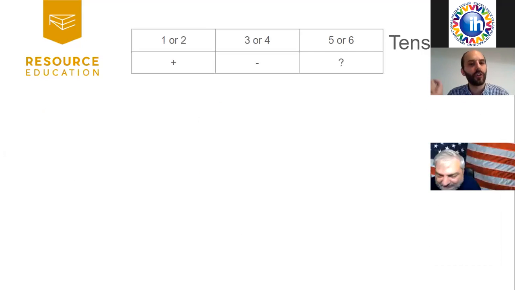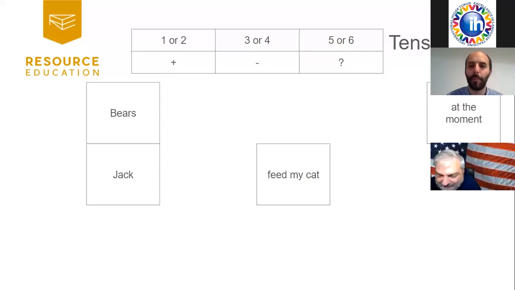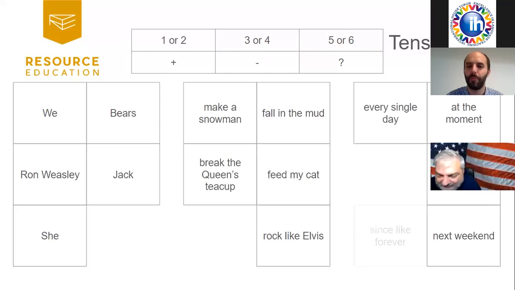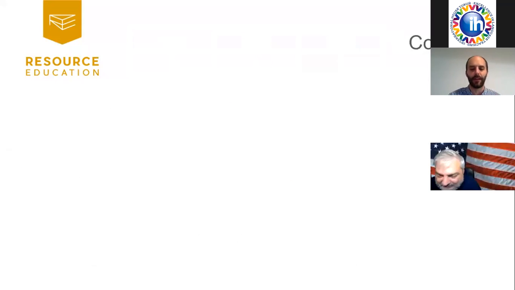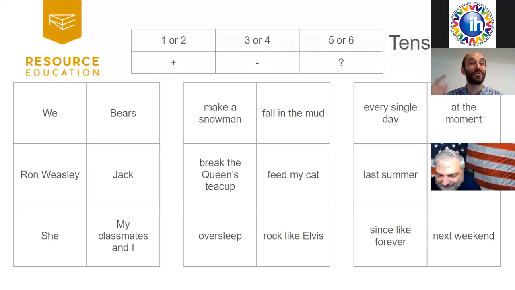Same cards, you add a dice, 1 or 2 positive, 3 or 4 negative, 5 or 6 question. And the students shuffle the cards and boom, boom, boom. Again, drill, drill, drill.